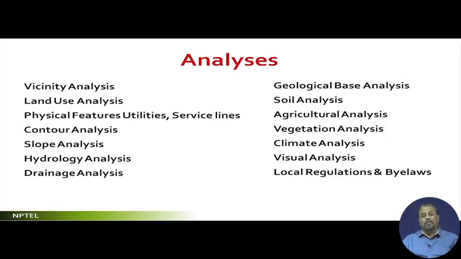In geological analysis, you are trying to find out subsoil quality characteristics. In the soil analysis, you are trying to find out the topsoil characteristics. In the agricultural analysis, you are trying to find out the agricultural potential of that particular land, and in the vegetation analysis, the vegetative potential of that land. Climate analysis is about how susceptible the site is to climatic variations or exposure. In the visual analysis, you are trying to find out what good visual quality it has, and then in local regulations and bylaws, you are trying to find out what restrictions apply. Okay, that is how it is.